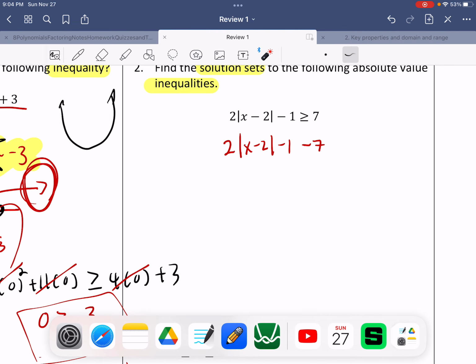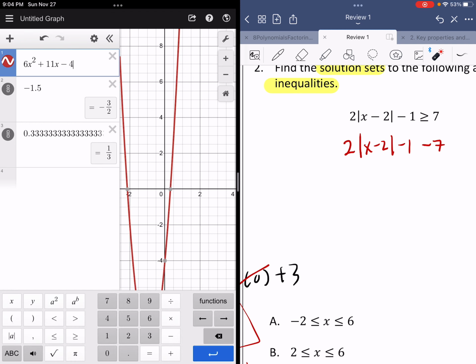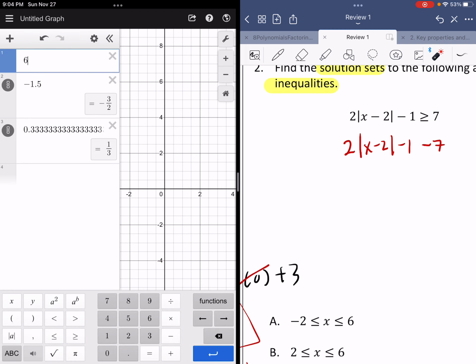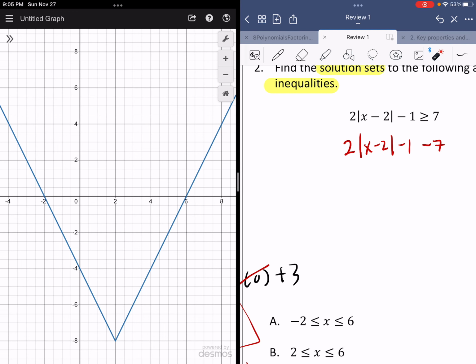So this, 2 absolute value of x minus 2 minus 1 is greater than or equal to 7. So yes, we got this one. We have 6 and negative 2. So in here I got negative 2 and 6 with a closed circle.